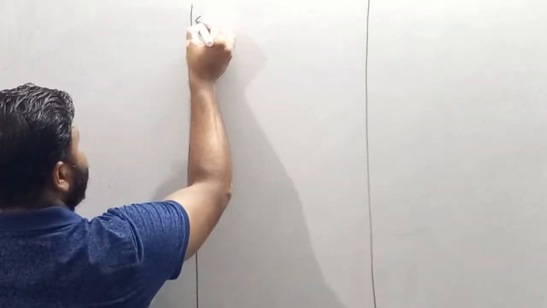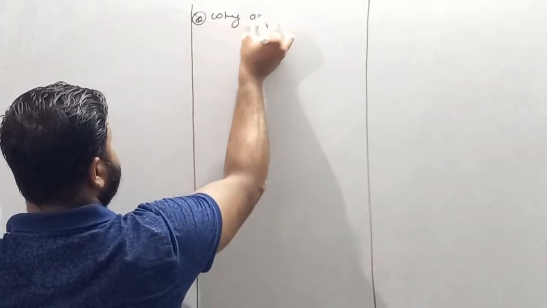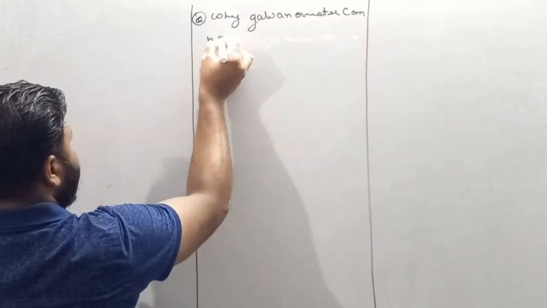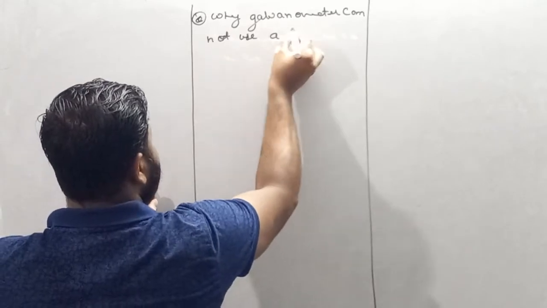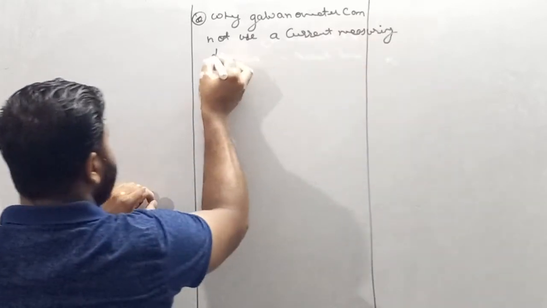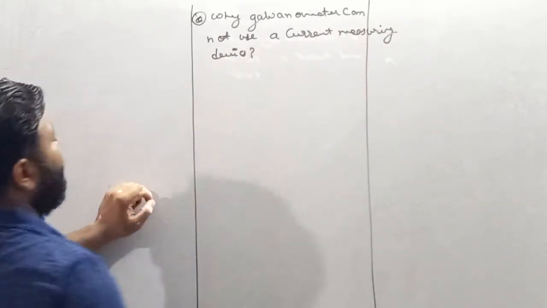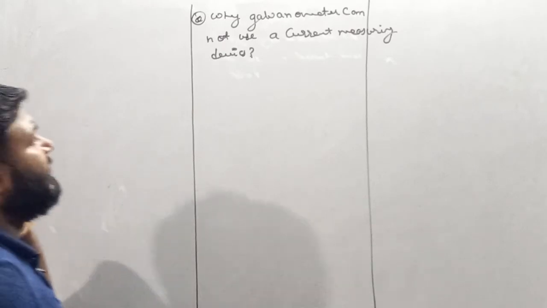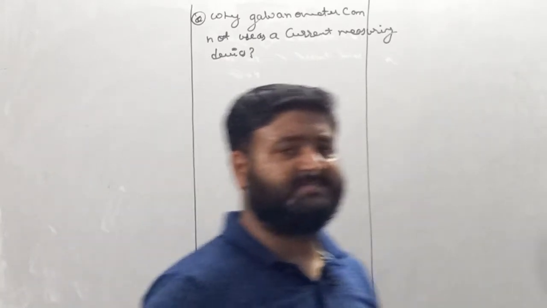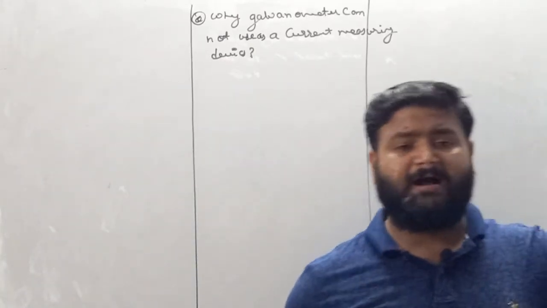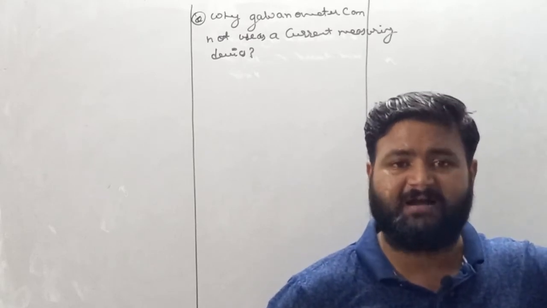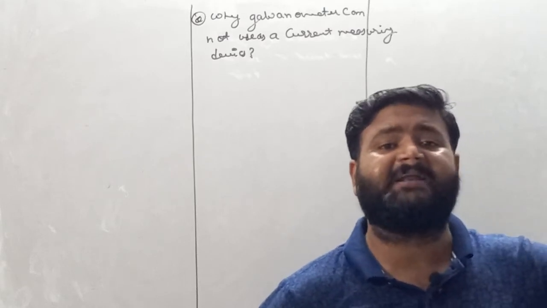I am writing here, why galvanometer cannot be used as a current measuring device? Why galvanometer cannot be used as a current measuring device? See my dear student, now we'll discuss why galvanometer is not used as a current measuring device, why it is used only as a current detecting device.